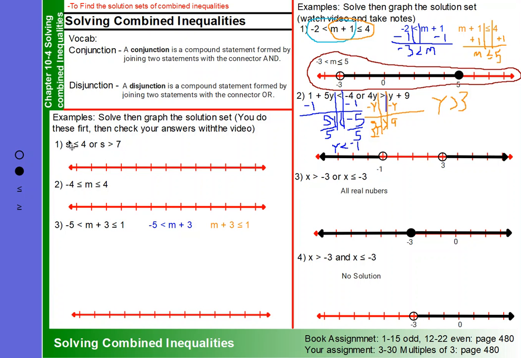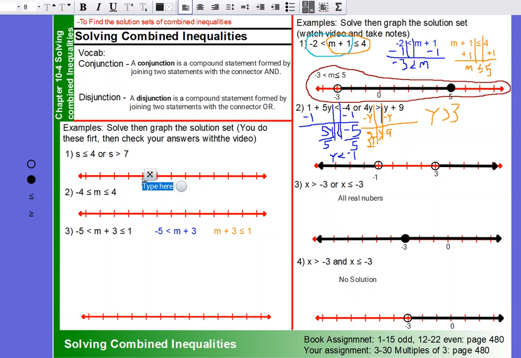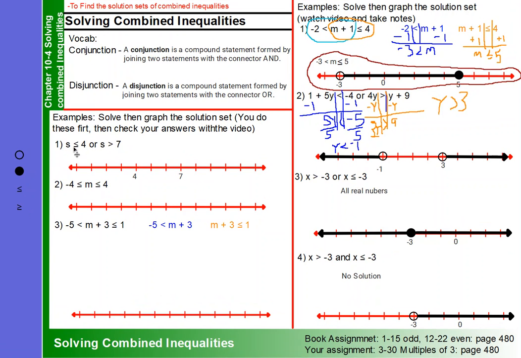Let's take a look at this first part. S is less than or equal to 4. We're going to have to define 4, so let's say 4 is right here. And we're also going to have to define 7. So 4, 5, 6, 7 is right here. When it says s is less than or equal to 4, that's going to be a closed dot because s could equal 4. For our dot for the 7, it's going to be open because s cannot equal 7.